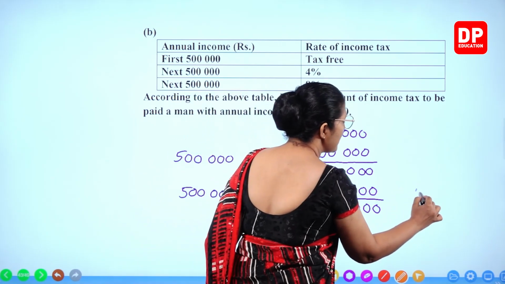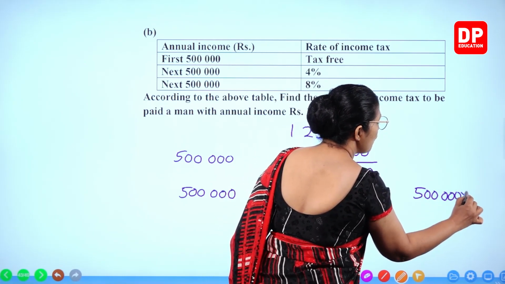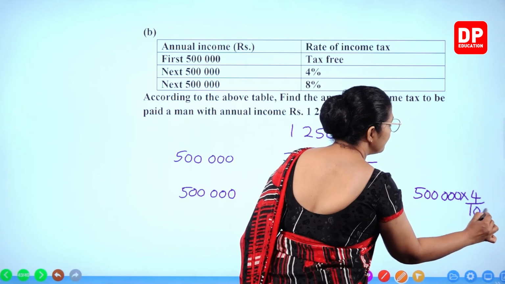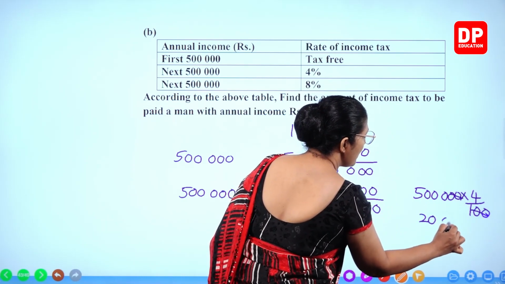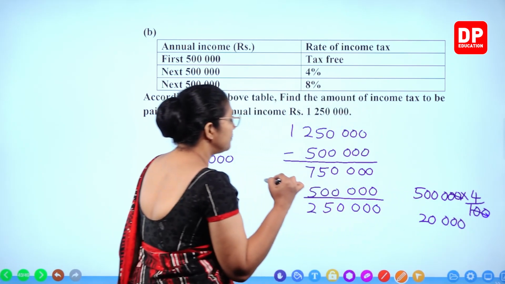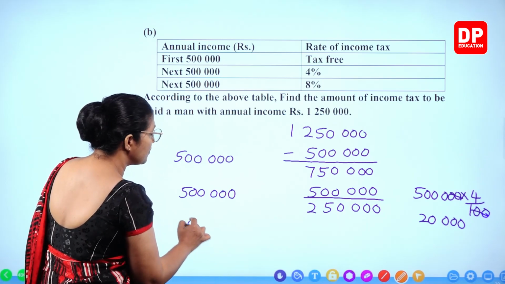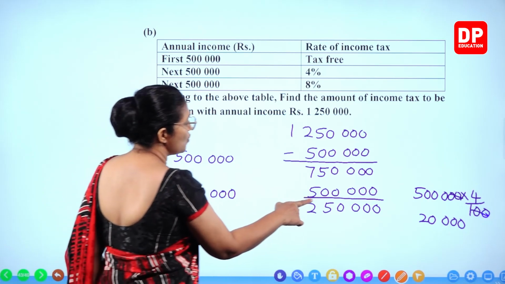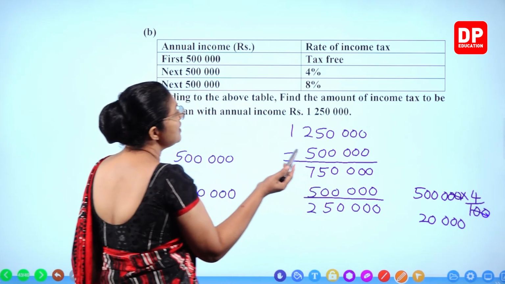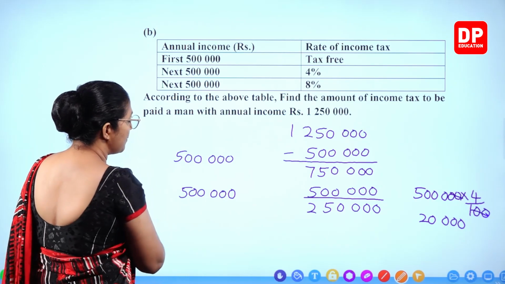And what is the tax? 500,000 into 4%. So you get 20,000 rupees for that part. Then next 500,000. Now this is the 4% value we took. So 250,000 is less than 500,000. So you can take the whole thing.